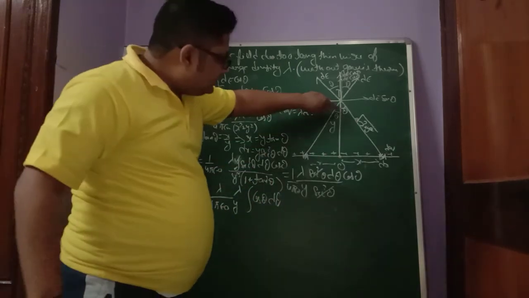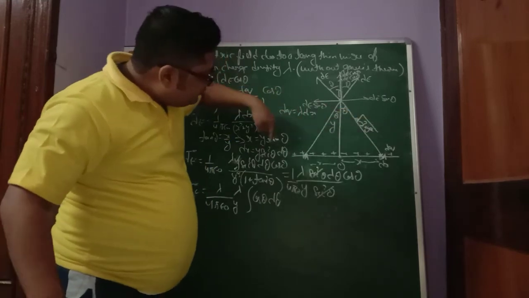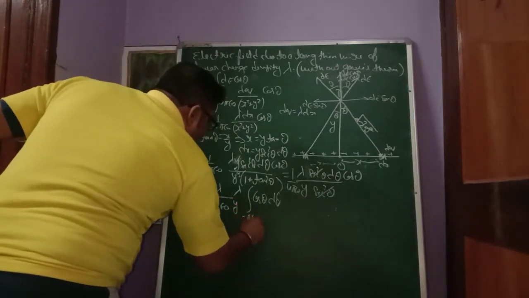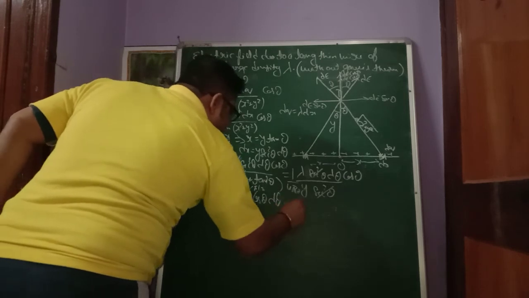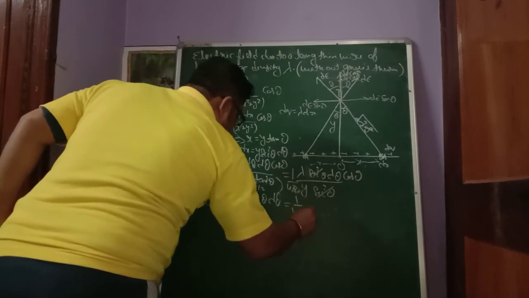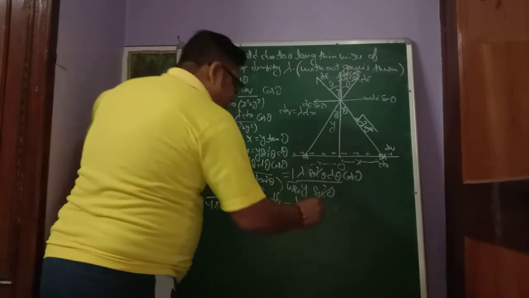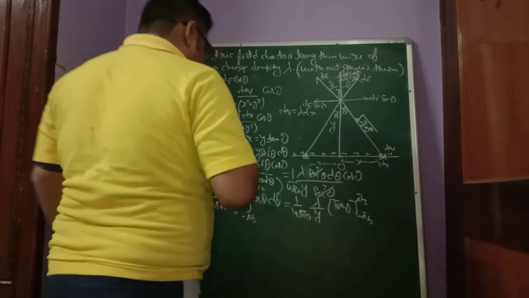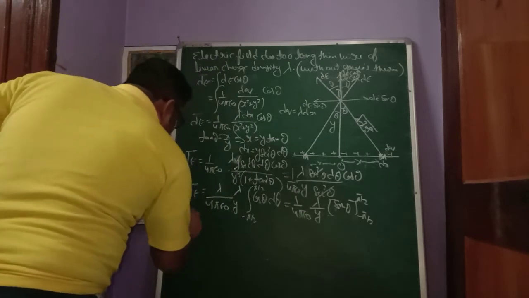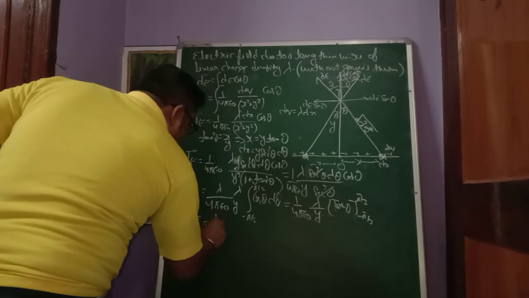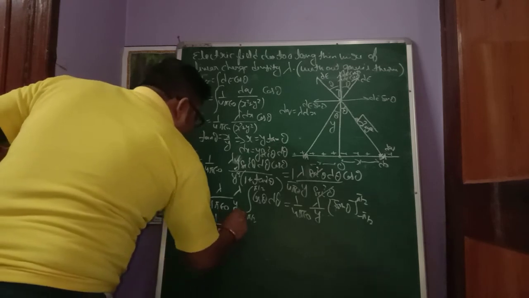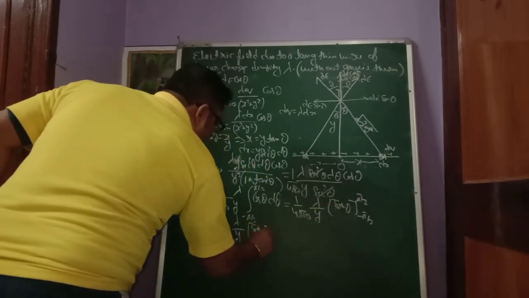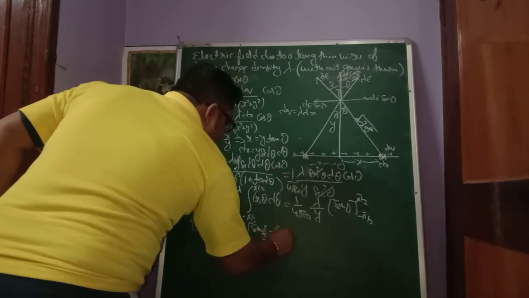Now you know that if this rod is of infinite length, then theta would vary from minus pi by 2 to plus pi by 2. So this becomes 1 upon 4 pi epsilon naught lambda by y, integration of cos theta, which is sin theta, with limits minus pi by 2 to plus pi by 2. After solving this, E will be 1 upon 4 pi epsilon naught lambda by y, upper limit minus lower limit: sin pi by 2 minus sin of minus pi by 2.